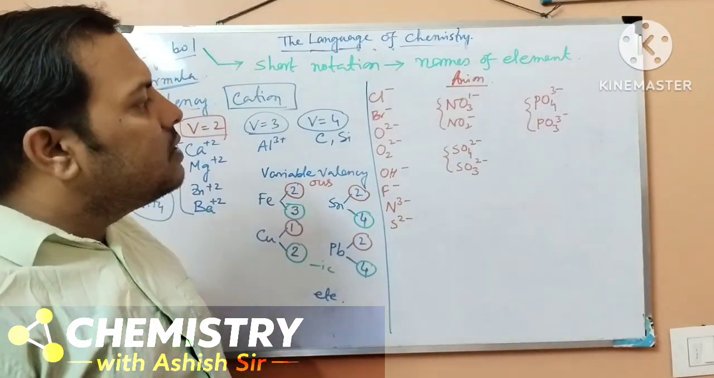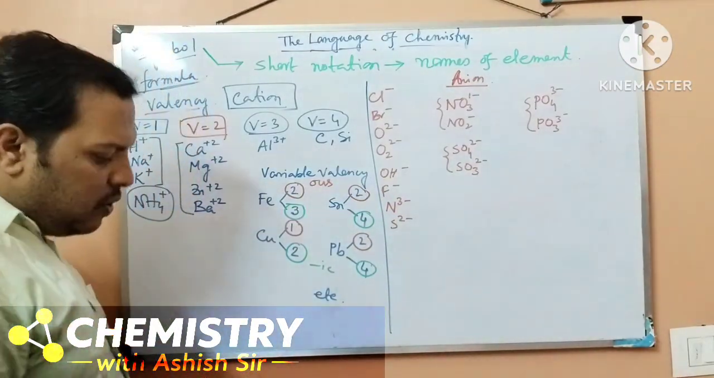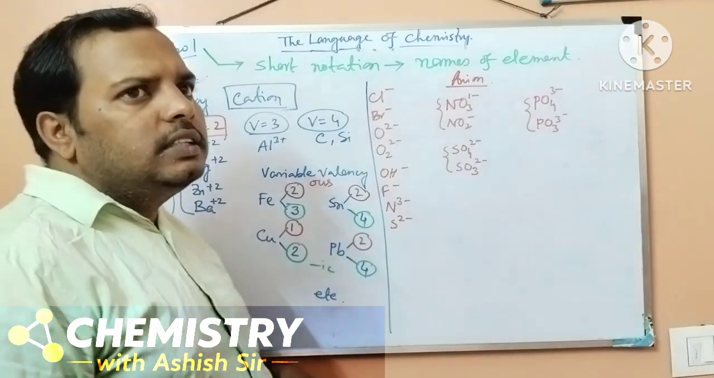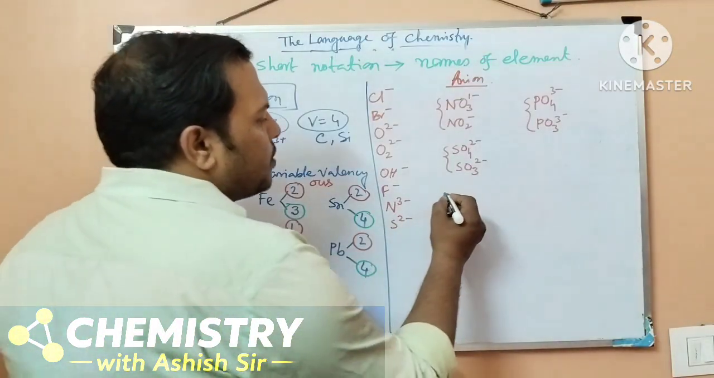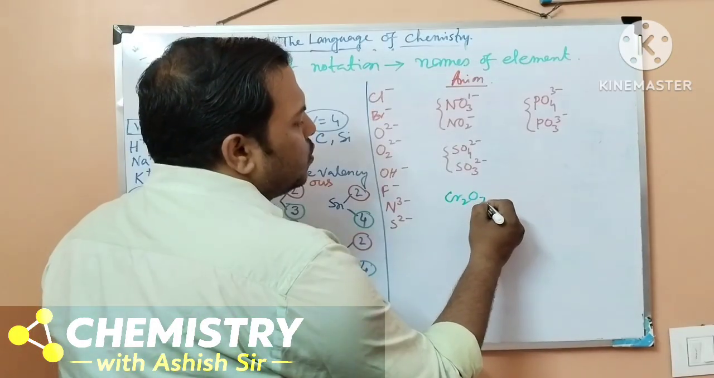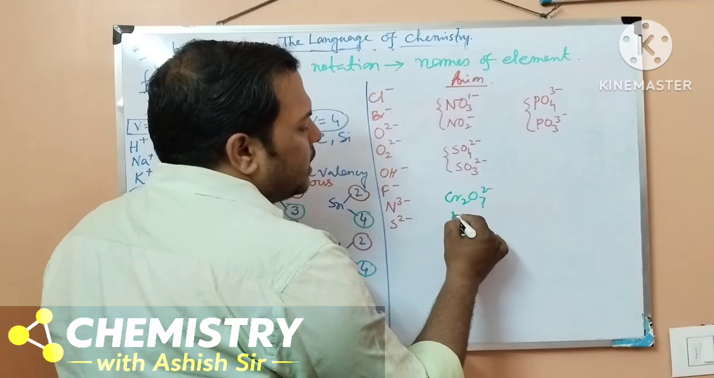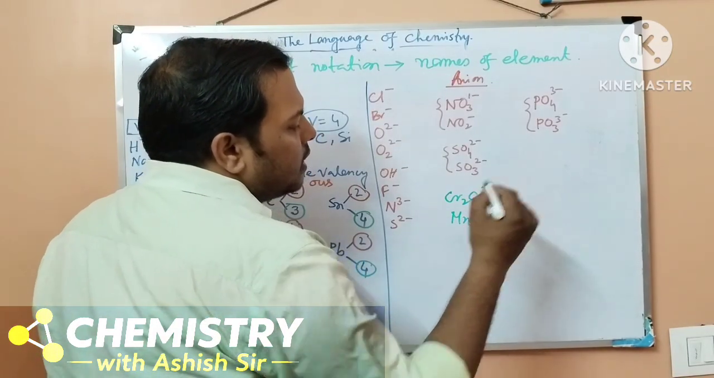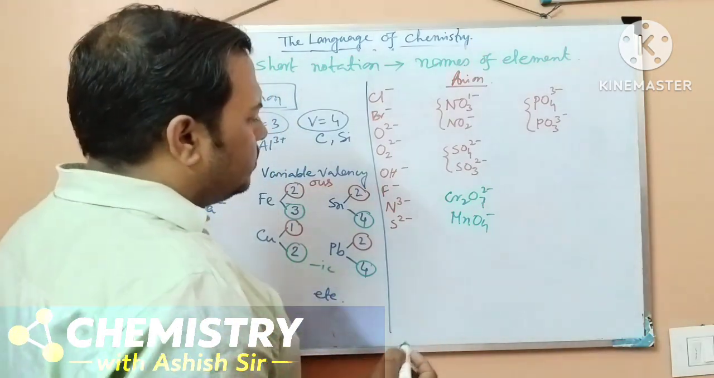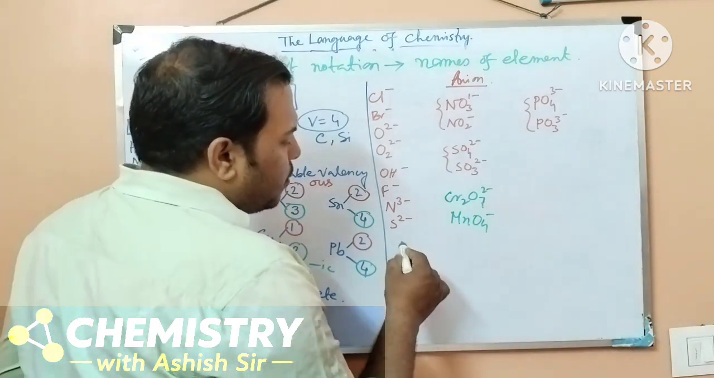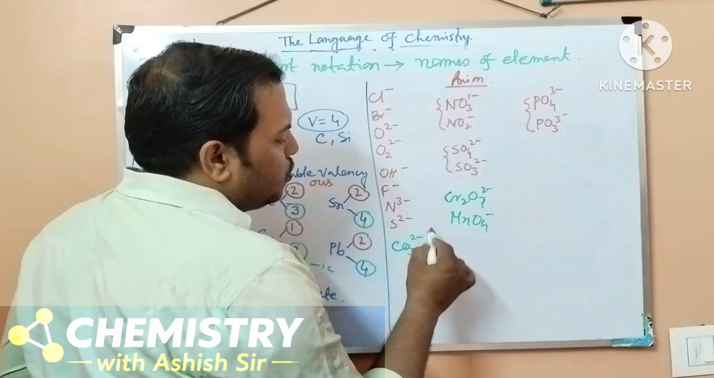So like this you have to remember these charts. Side by side, a few other ions are there, such as arsenite, then dichromate Cr2O7 2 minus, manganate MnO4 minus. A few like this you will get. Remember them. Carbonate is CO3 2 minus.